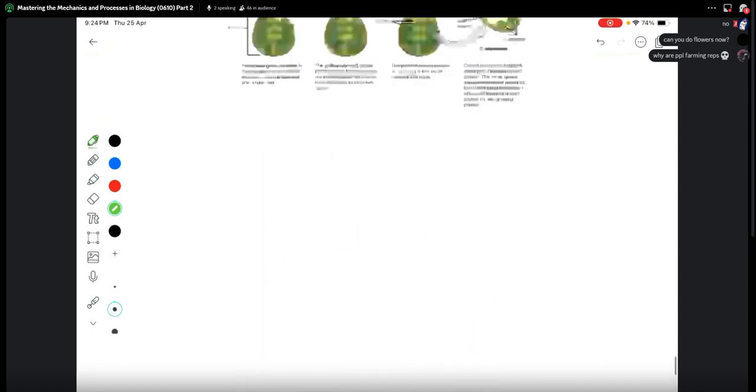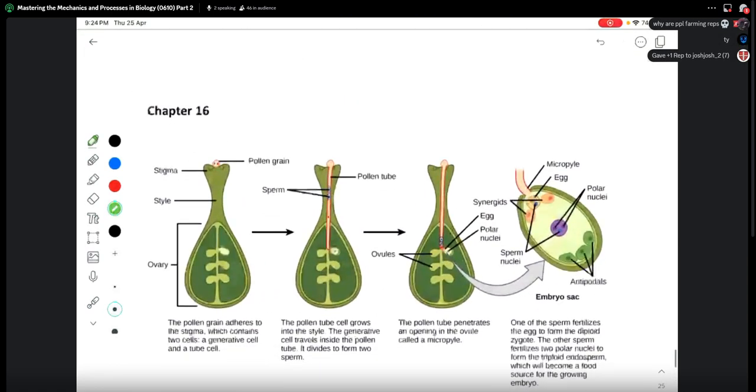Should I do flowers? Okay, so how are you this good?